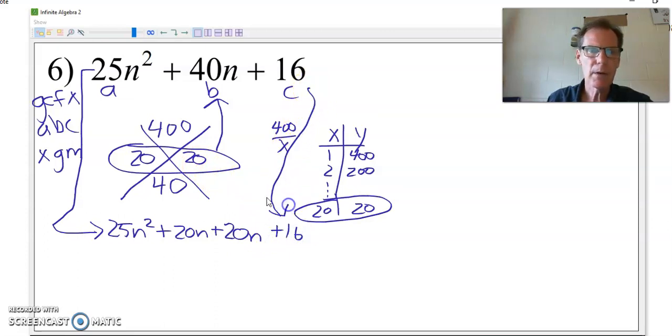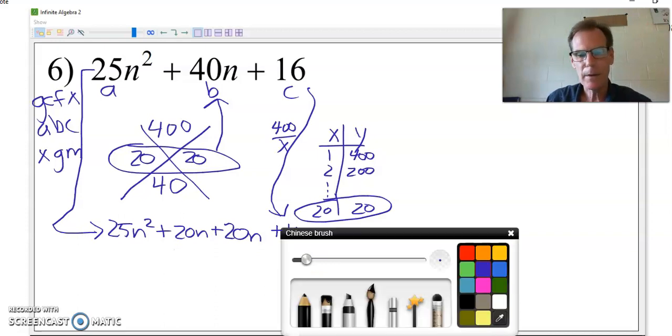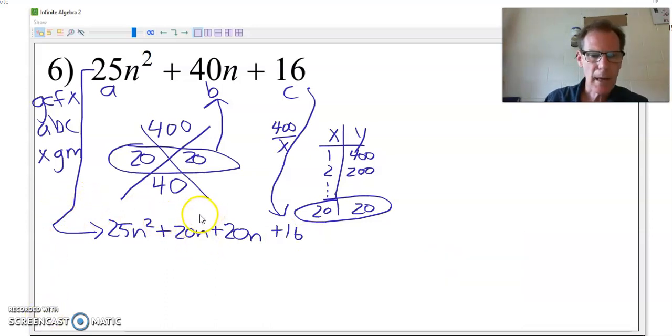So we rewrote the original algebraic quadratic trinomial as a four-term polynomial, but it's still a quadratic, and it still is equivalent. You might be tempted to say, oh, hey, 20n plus 20n is 40n. That's true, but we broke it apart for a reason, and let's find out what that reason is. I split it up because I'm going to group the first two terms and the second two terms, and then I'm going to pull out the GCF.